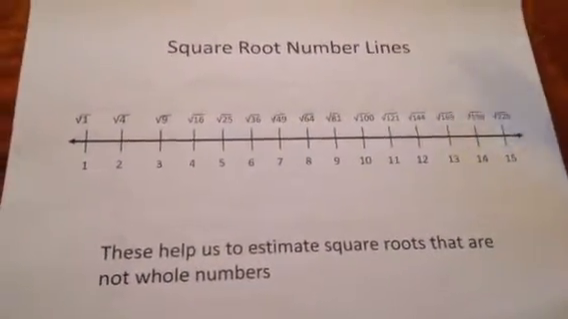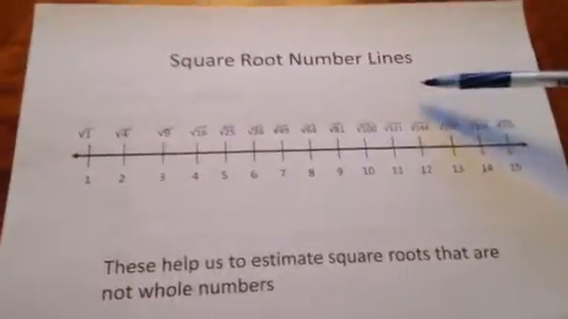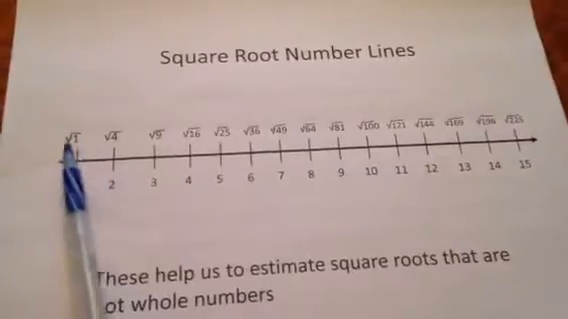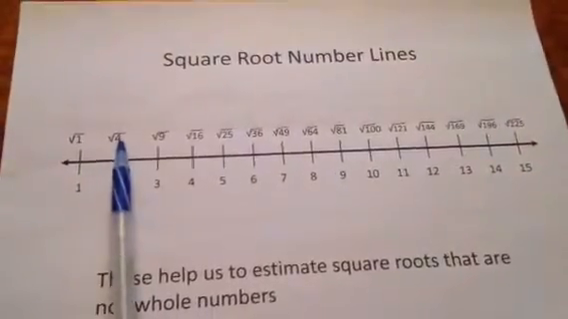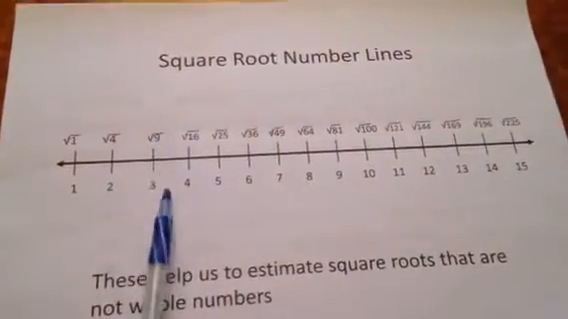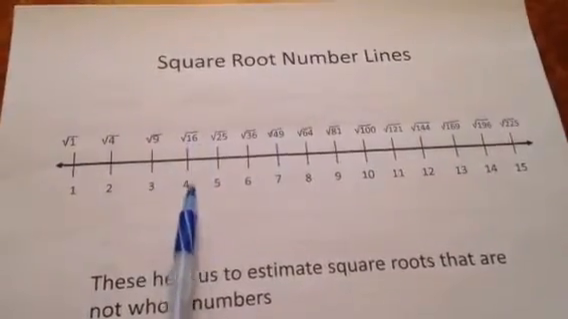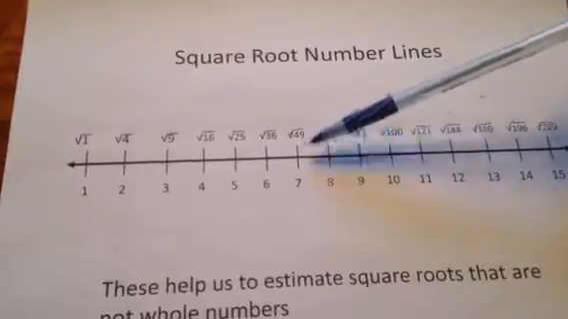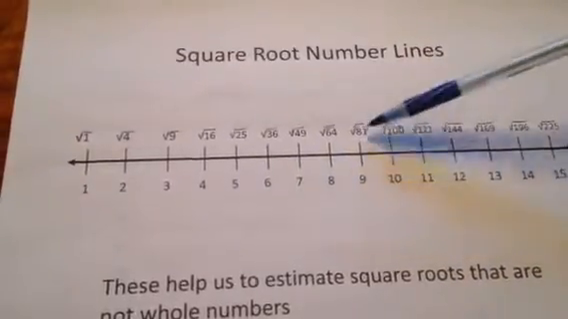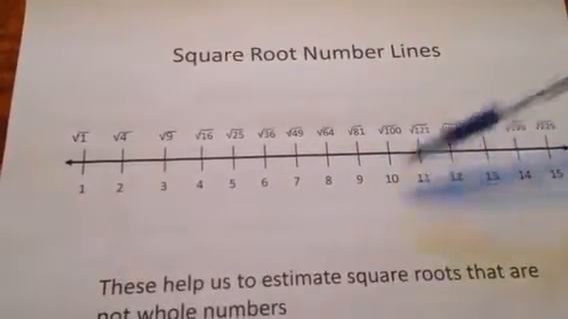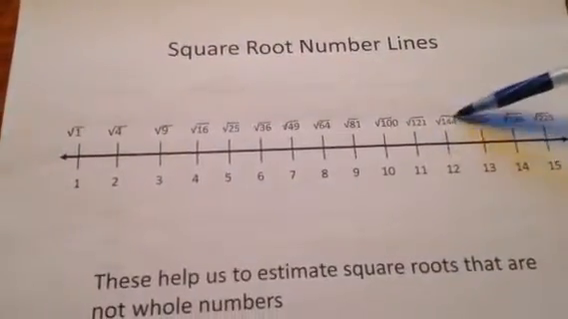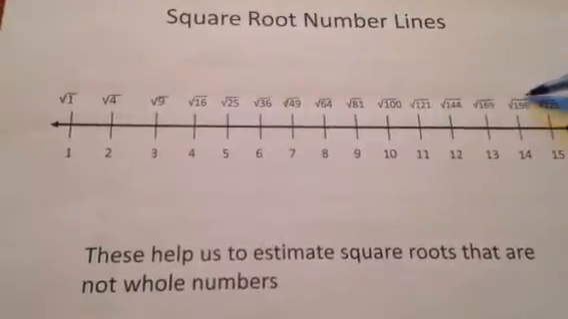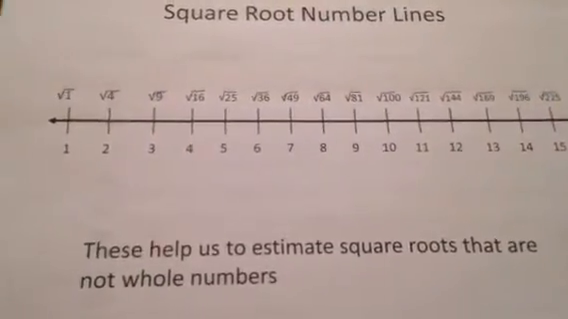Here's the square root number line that reviews everything we've learned so far. The square root of 1 is 1. The square root of 4 is 2. Square root of 9 is 3. Square root of 16 is 4, square root of 25 is 5, square root of 36 is 6, square root of 49 is 7, square root of 64 is 8, square root of 81 is 9, square root of 100 is 10, 121 is 11, square root of 144 is 12, square root of 169 is 13, square root of 196 is 14, and finally square root of 225 is 15.